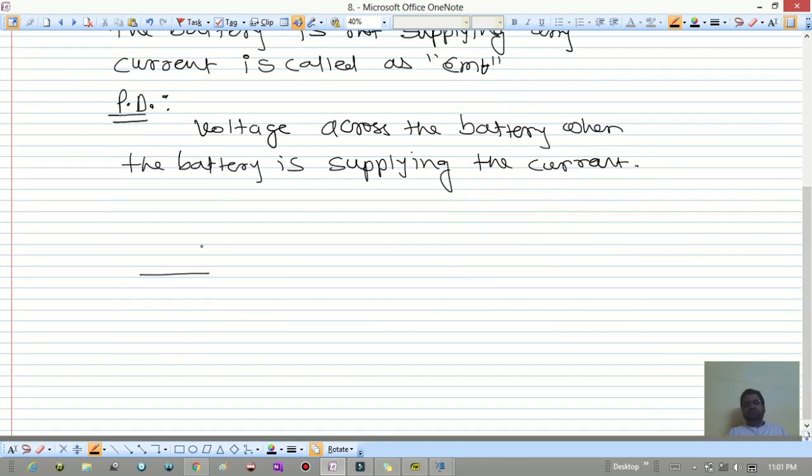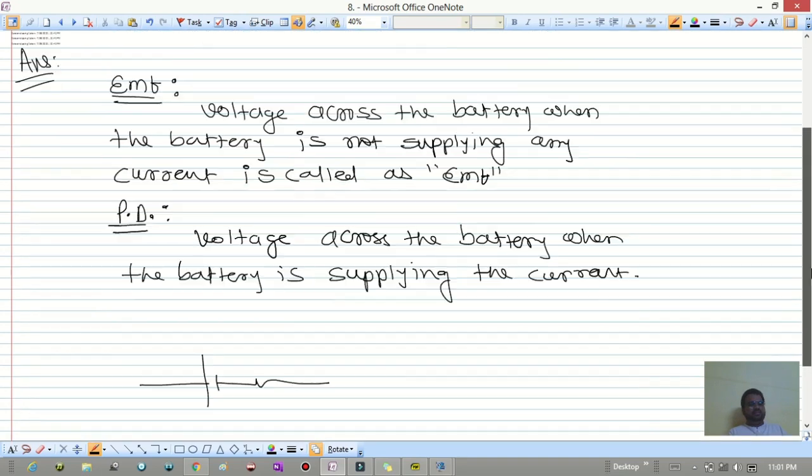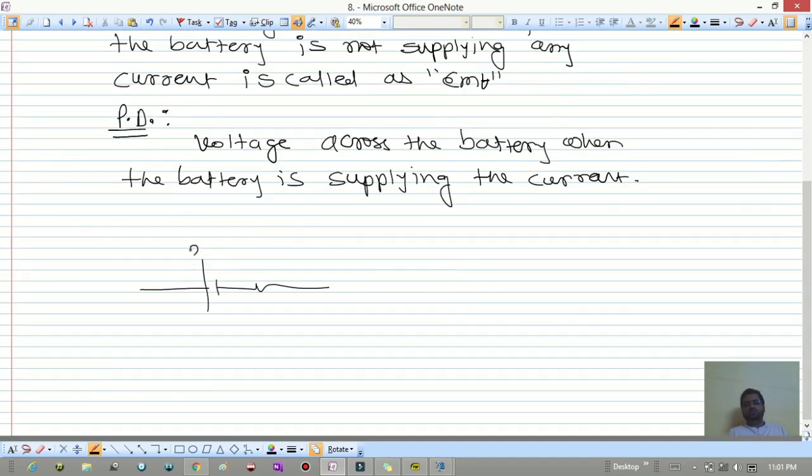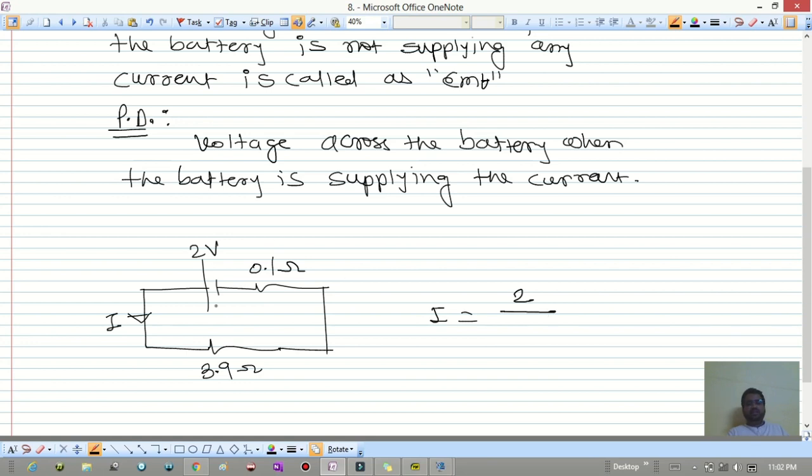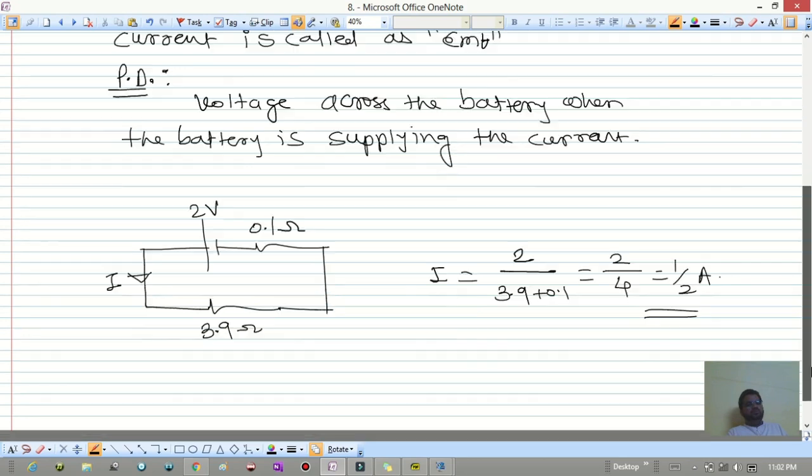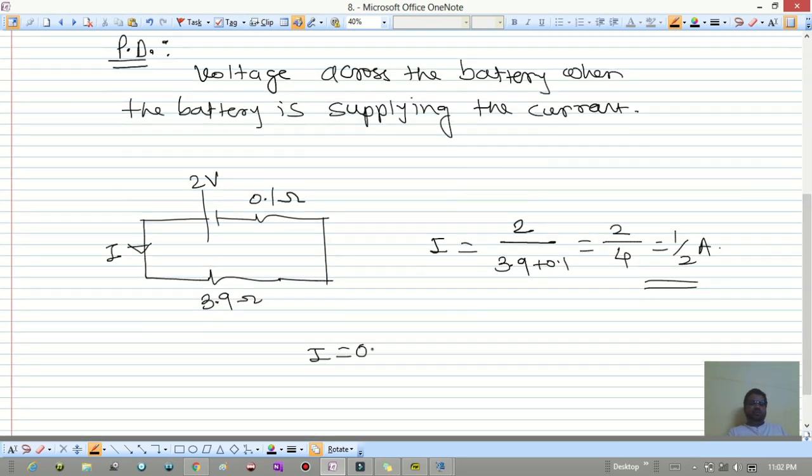So this is the cell, with EMF given as 2 volt and internal resistance 0.1 ohm, which is connected across a 3.9 ohm resistance. So what is the current in this cell? Current I is equal to the potential difference 2 divided by the total resistance in the circuit, that is 3.9 plus 0.1, which is equal to 2 divided by 4, which is equal to 1 by 2 ampere. So current we have is 0.5 ampere in this circuit.